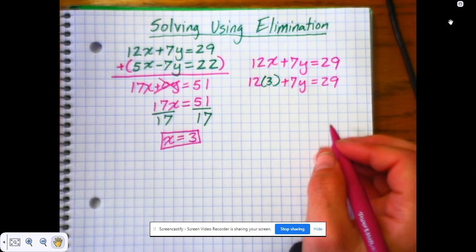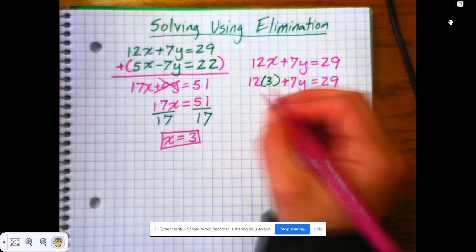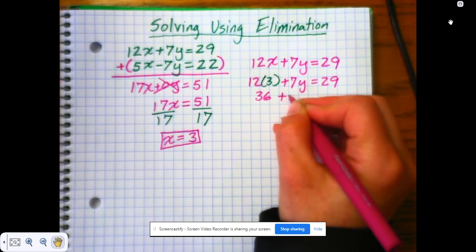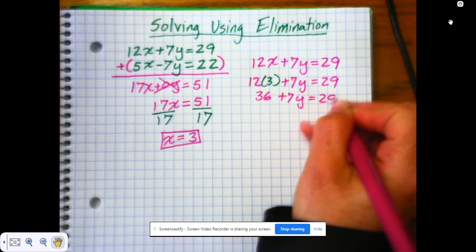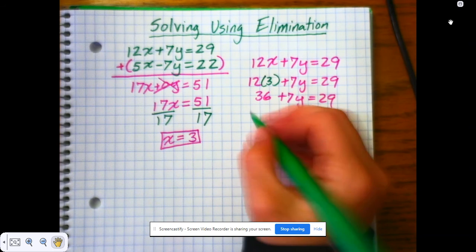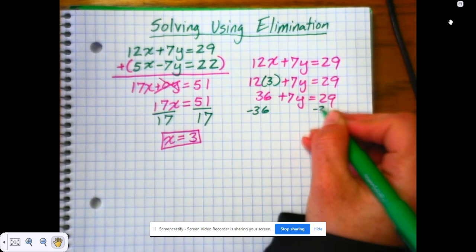Okay, and now I just have to go through and solve for y. 12 times 3 is 36. And then I just need to solve. So I'm going to subtract 36 from both sides so I can get my y alone.